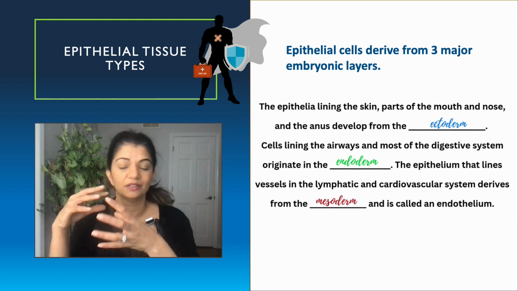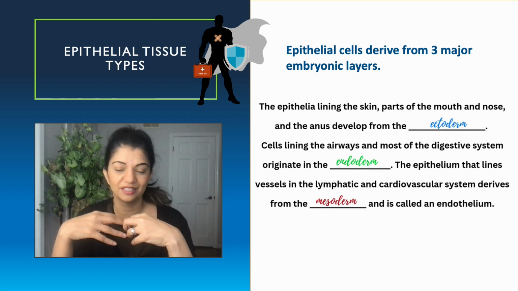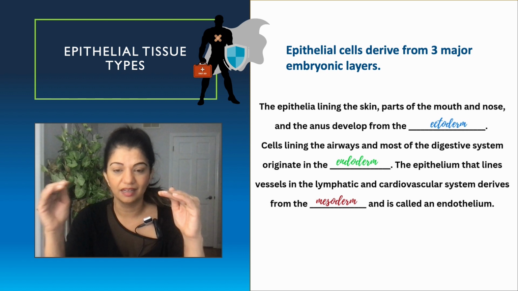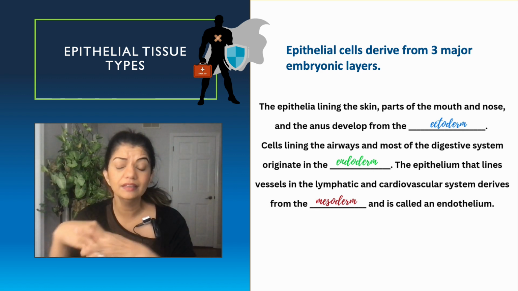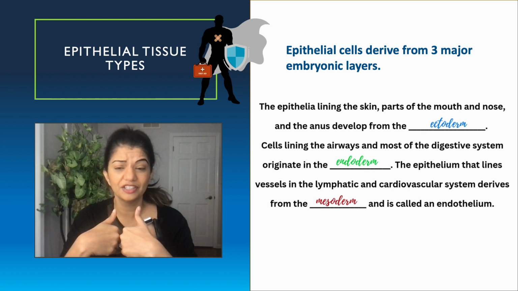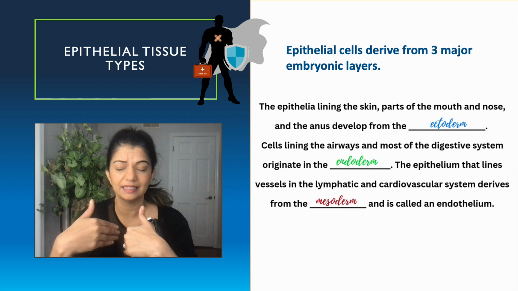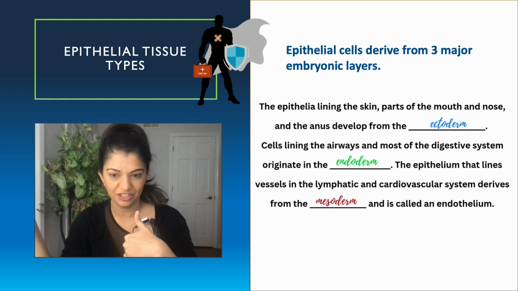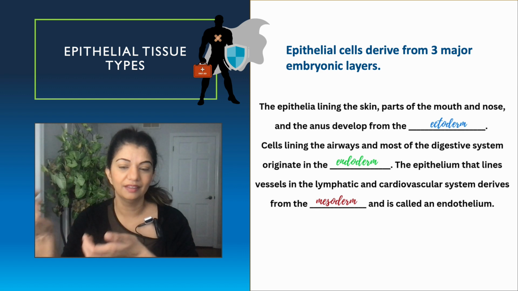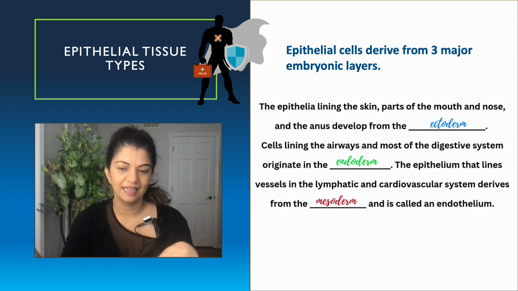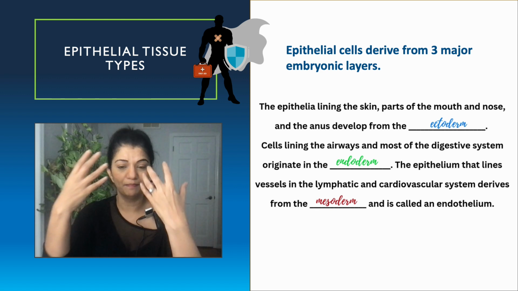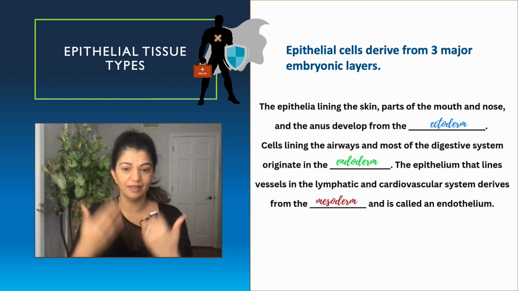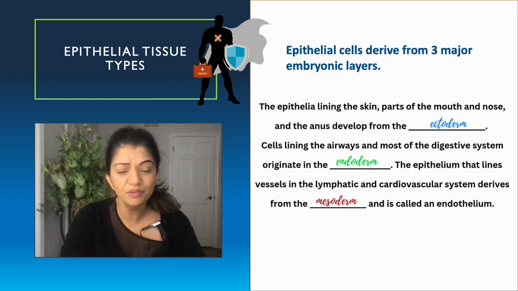So ectoderm, the way I remember is ecto means on the very top, right? So that's going to be the parts of your mouth, nose, and anus. It's like the surface level. And then the parts that go in the digestive system, I remember that easily because endo has the word D for endo and D for digestion. And then lastly, the lymphatic and cardiovascular, I just remember that it's in the middle of your body. So M for middle and M for mesoderm. So whatever works for you, but that's a strategy that works for me.